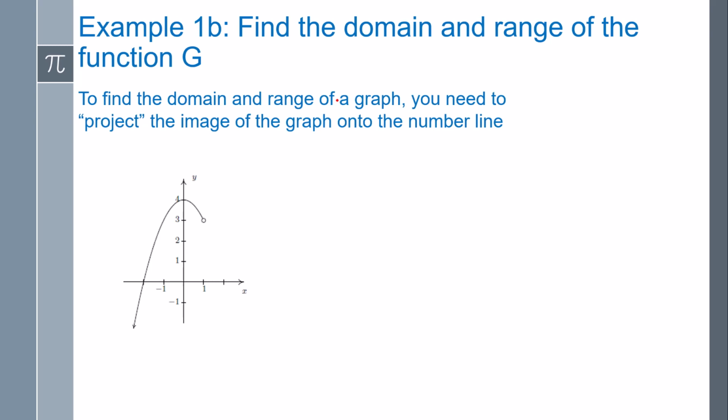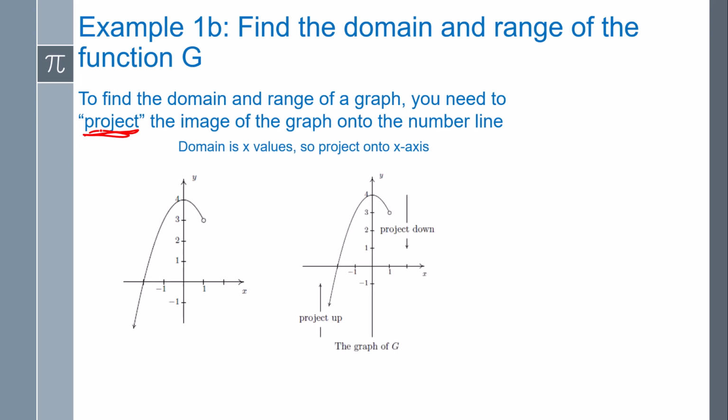But what happens when we have a graph? We're no longer just listing points, but we actually have, it seems, an infinite set of values. So what we're going to do is project the image of the graph onto the number line. What that means is imagine you are taking the graph and you're squishing it, like you just took your hand and pushed the graph down until it's flat on the number line.